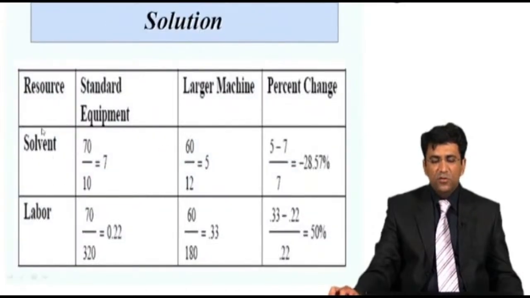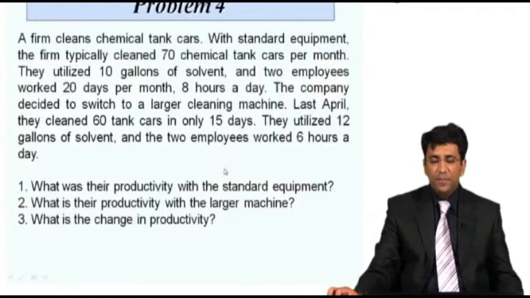Now, this is the solvent, that is the input. Two types of inputs are used in this particular example, that is the solvent and the labor. If we calculate the productivity with respect to the solvent, then with the standard equipment, the productivity will be equal to 70 divided by 10, which is equal to 7. This is our old output. This is our input with respect to the quantity of solvent used before the introduction of the new machine. Now again, if they introduce the larger machine, what happens?